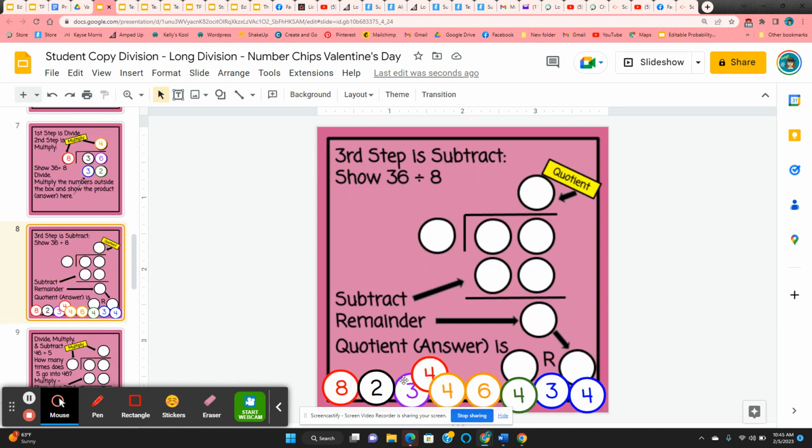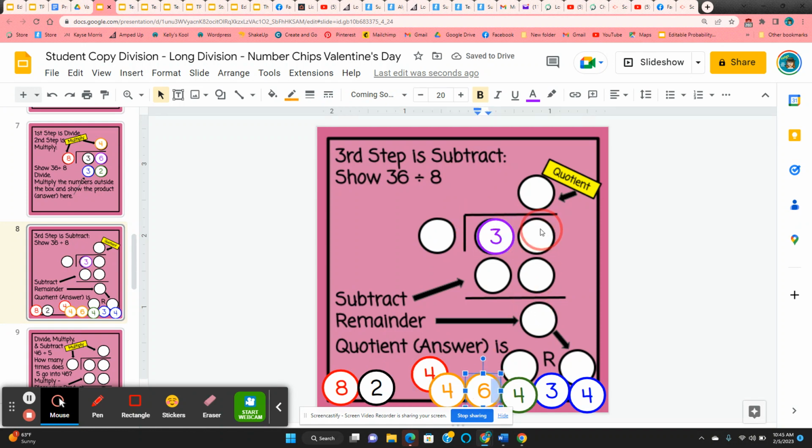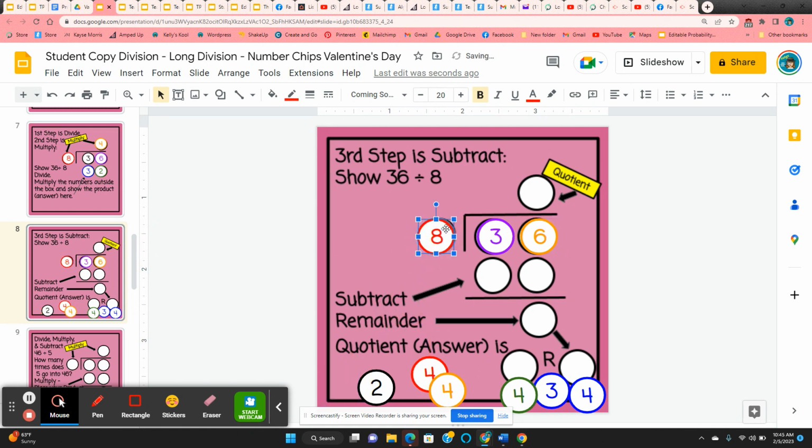So they already know 36. And they may need a little practice moving these around. 36 divided by 8. They've already determined that 8 goes into 36 4 times. They know to multiply. 4 times 8 is 32. And then they're given a little reminder that this number up here is their quotient, or their answer.